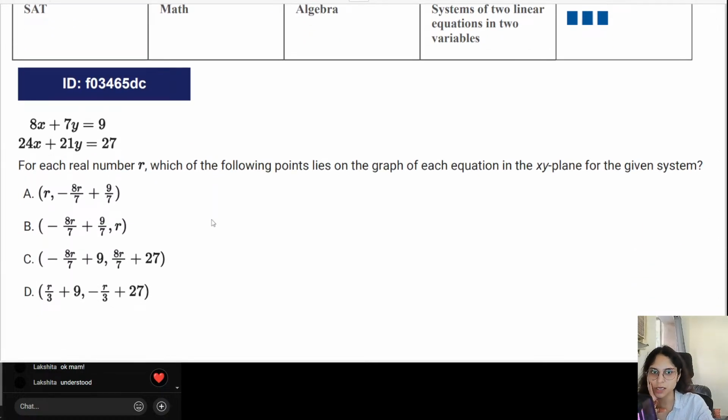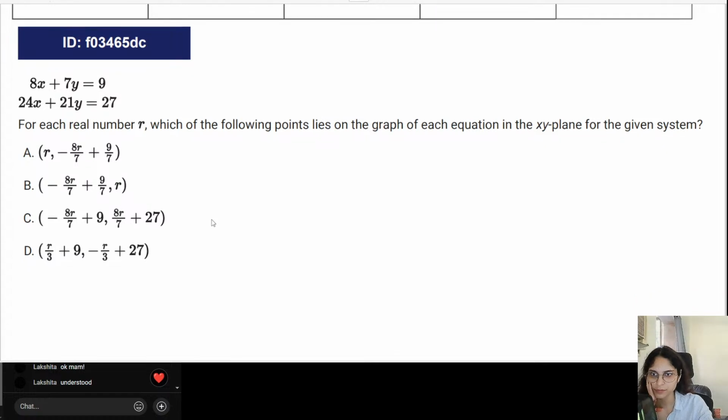So if you can see, just by looking at it, 8 times 3 is 24, 7 times 3 is 21, 9 times 3 is 27. So these are infinite solutions. When they are infinite solutions, then you can write your answer in form of one single variable. So for each real number r, which of the following points lie on the graph of each equation in the xy plane for the given system?